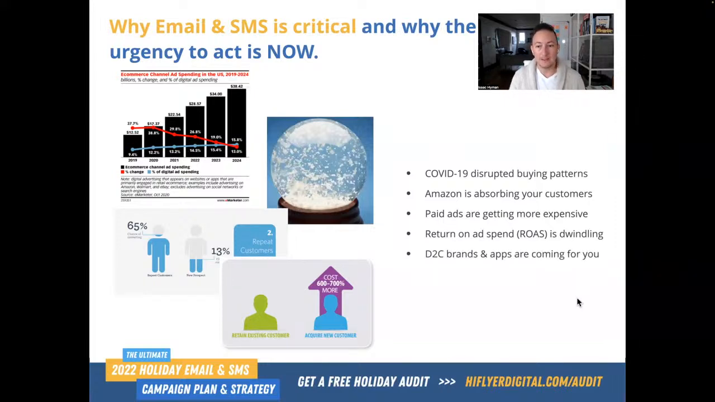As we said before, DTC brands and apps are coming for you. They're being introduced as a middleman, right? In the past, you may have ordered from a restaurant or you may have ordered directly from a store. Now you have these DoorDash and ShopRunner and all these apps that are in the middle of your customer that didn't exist before. You can't have that one-to-one relationship. So you need to build it again. You need to be able to stave off that approach of the middleman.